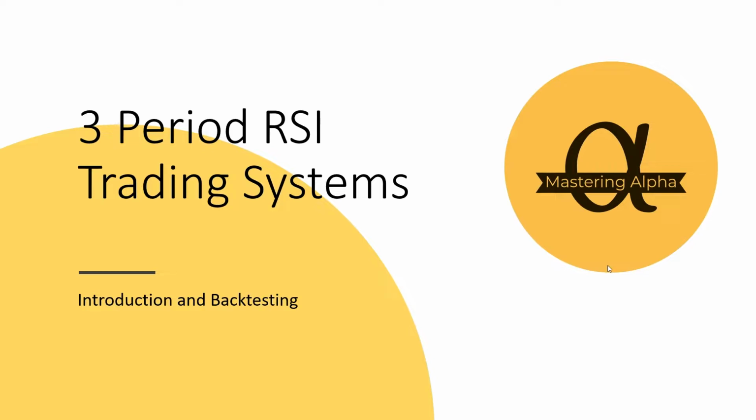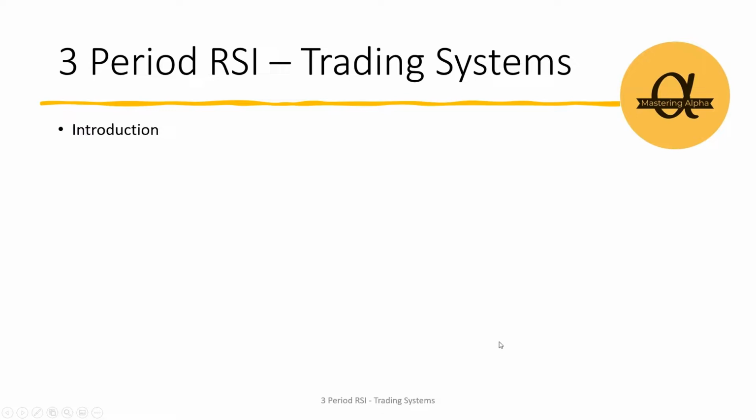So I have been curious about this for a while now, and I have put a lot of effort into trying to develop this three-period RSI. So moving ahead, I'm going to introduce what the three-period RSI trading system is, and I'm going to show some backtesting results. Backtesting is applying this to multiple charts and seeing how profitable the trade is over time. So let's go ahead.